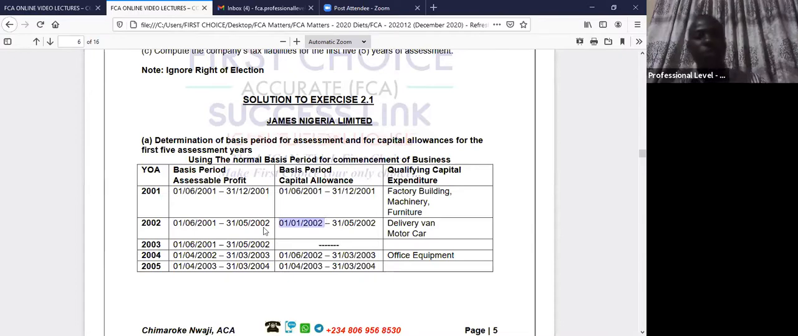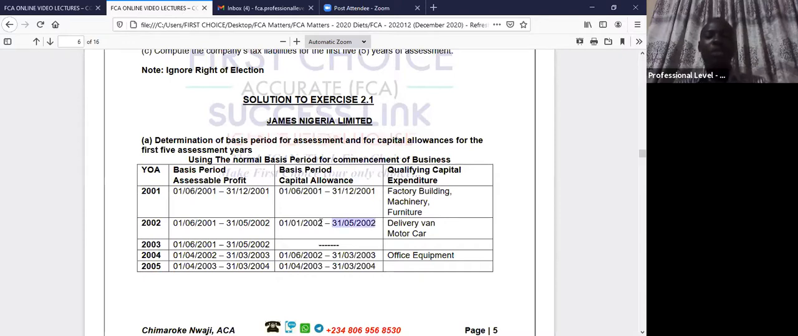The next thing you look at again is this. Look at this ending date. Can I find May 31st, 2002 in this 2001 basis period? No. If you cannot find it, it means it qualifies. So you deal with it first. So you see here, this qualifies. You put it simple here, it qualifies.